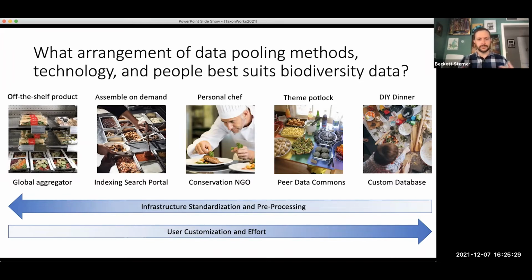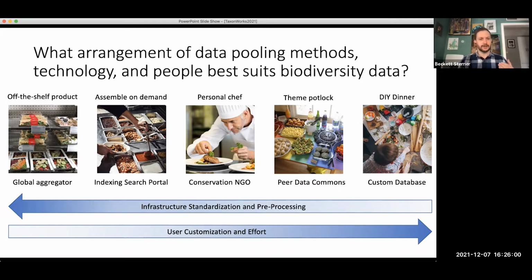Just to highlight, going to the left here, we're talking about increasing standardization and pre-processing of the data, and going to the right, we're talking about increasing customization and effort for users. So right from the get-go, you can see there's not necessarily just one right answer here, but important trade-offs and considerations in terms of what are the demands of the people hoping to get a tasty meal out of all of this. So let me pause here.